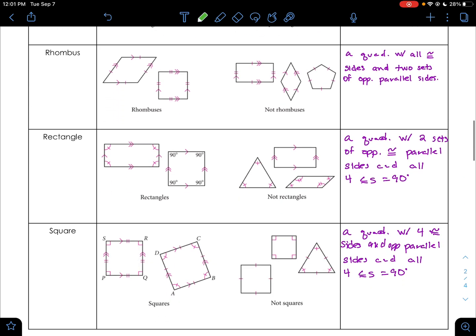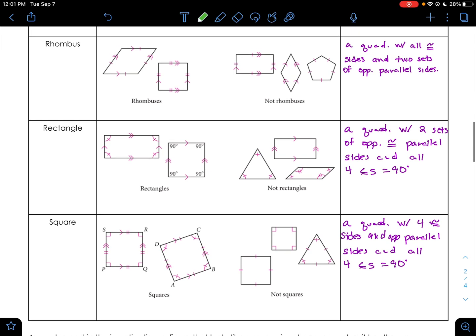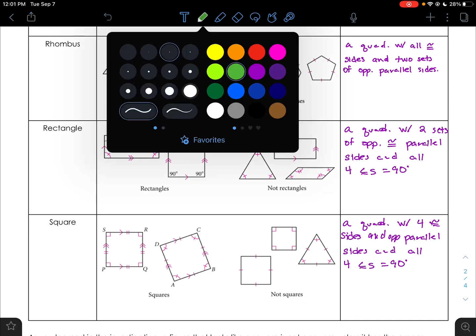And a rectangle is a quadrilateral with two sets of opposite congruent parallel sides and all four angles are 90 degrees. And a square is a quadrilateral with four congruent sides and opposite parallel sides and all four angles equal 90 degrees. So again, what we come up with are these different definitions of these different types of quadrilaterals.